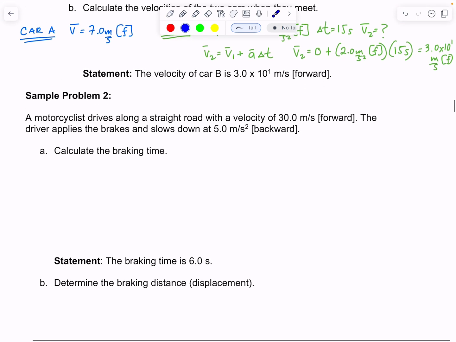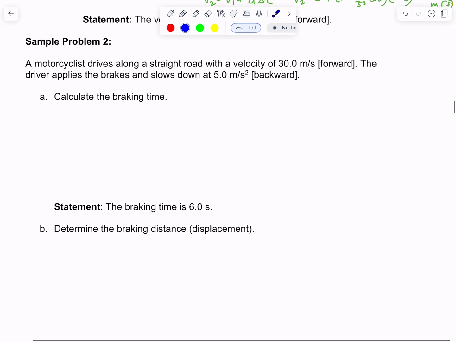Sample problem number 2. A motorcyclist drives along a straight road with a velocity of 30 meters per second forward. The driver applies the brakes and slows down at 5 meters per second squared backwards. Calculate the braking time. So in this question, we're going to write down everything that's given.